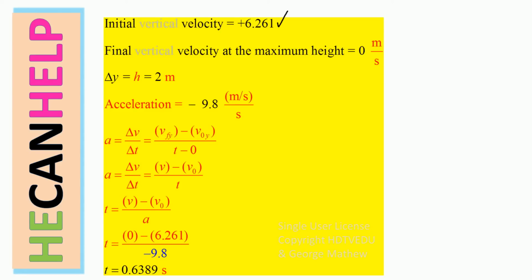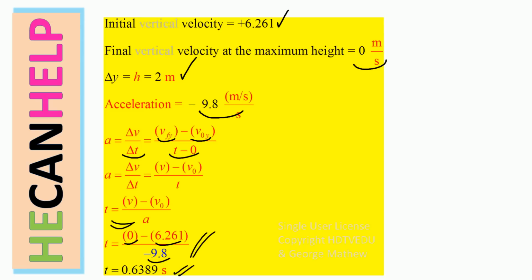Initial velocity is 6.261. It is pointing up. Final velocity at the maximum height, 0. What is delta y? Positive 2. What is the acceleration along the vertical? Negative 9.8. You substitute all those numbers into acceleration is equal to change of velocity divided by time. Change of velocity is final minus initial divided by time. So acceleration is equal to change of velocity divided by time. So what is time? Change of velocity divided by acceleration. Final is 0. Initial is 6.261. Acceleration is negative 9.8.